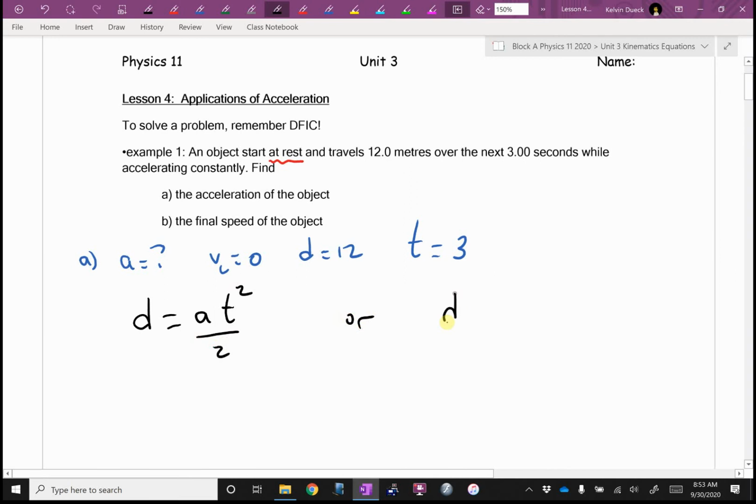Or if you like decimals, you can write it as 0.5 AT squared. I don't care. Either of those is perfectly acceptable. Now, if you wrote the VIT, will I mark it wrong? No. Will I, in my heart of hearts, shake my head in dismay and just think extra work for no reward? Yeah.